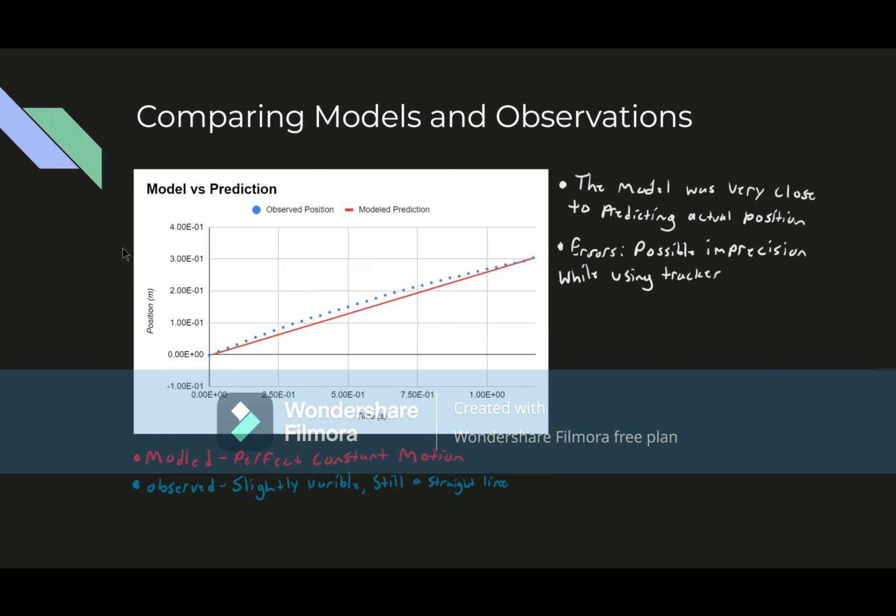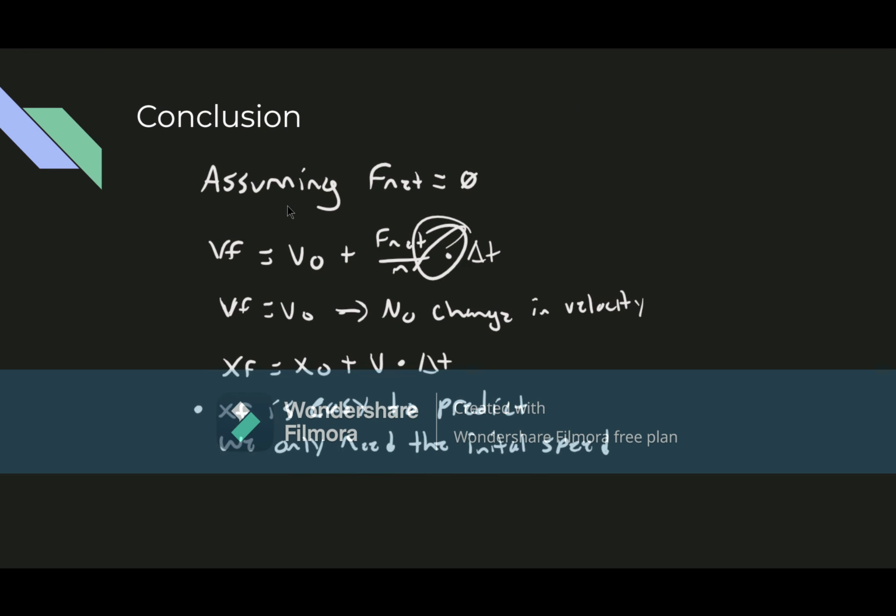After running the model, we can compare our observations made in the tracker and the model's output of the bottle's position after some time. The model predicted that the bottle would move at a perfect constant velocity, while the observed is a bit more variable than the model's. Although they are not exactly the same, they are very close together, suggesting that the model is accurate. A possible explanation for the differences may be human error when tracking the position of the bottle during the observation period. So what does all of this mean?